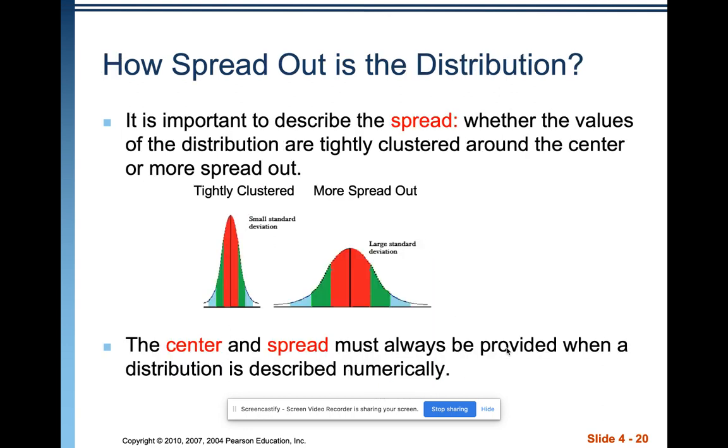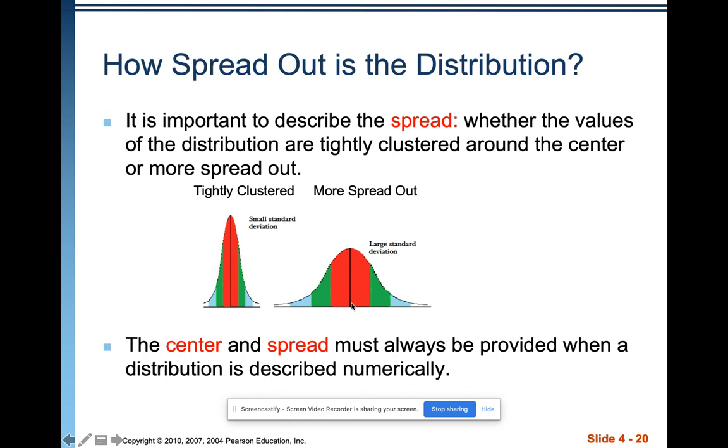Spread is also important to talk about. Two distributions can have the same center, but have very different looks to them. So it's critical to know whether we have values that are tightly clustered around the middle or that are more spread out. If they're tightly clustered around the middle, when we talk about standard deviation in a minute, that means we have a small standard deviation. And when they're more spread out, we're going to have a large standard deviation. So this distribution to the left has less spread than the distribution to the right.